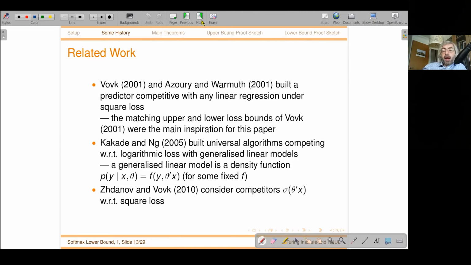And also I'd like to mention a paper by Zhdanov and Vovk from 2010, which considers sigmoid applied on top of regression, also one-dimensional.